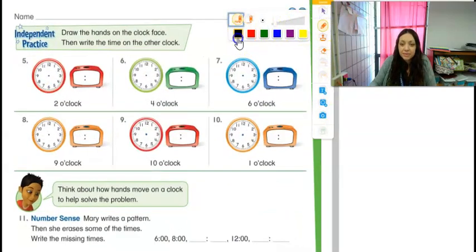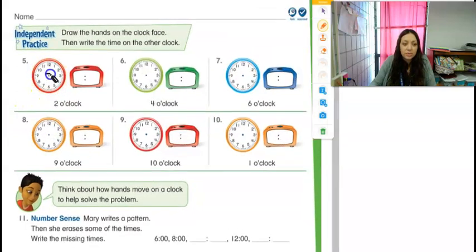Are you ready? So we have 2 o'clock. So shorthand towards the 2, longhand towards the 12. Because we always start with the hour. And then we will put 2, 0, 0. All right, and then 4 o'clock. Shorthand towards the 4, longhand towards the 12. 4, 0, 0. Good job.